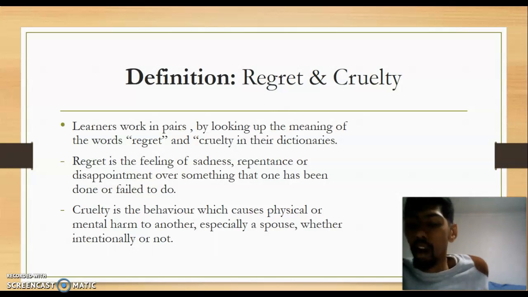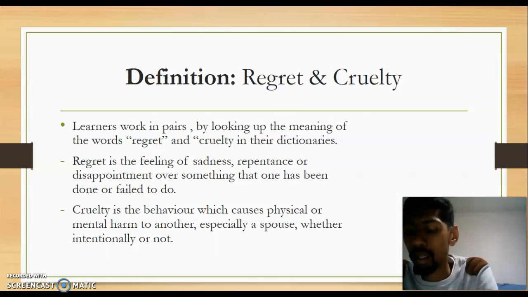Right. After that, I'll be moving on to giving them definitions. Well done for identifying the different emotions. Now let us look at two specific emotions and get their meanings. Learners will then work in pairs by looking up the meaning of the words regret and cruelty in the dictionary.